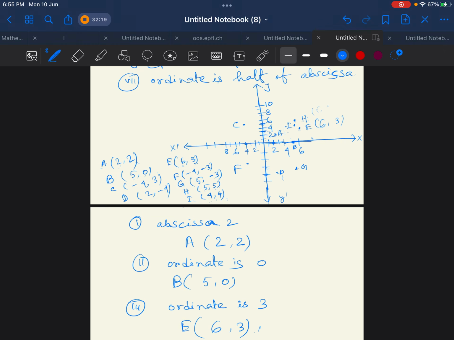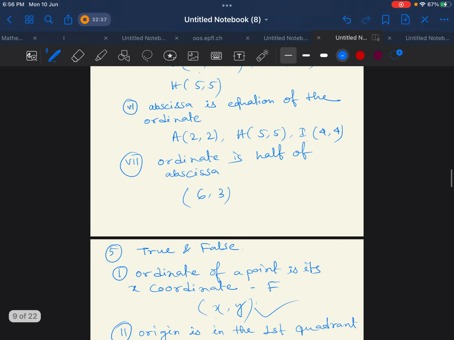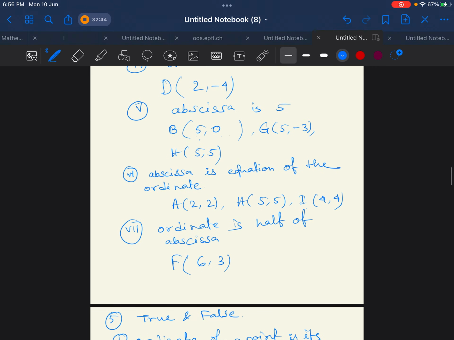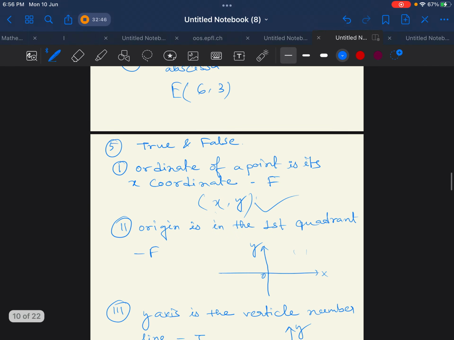Ordinate is half of abscissa. Here we see the ordinate is 3 and abscissa is 6. Ordinate is half of abscissa. Here abscissa 6, then its ordinate is half, means 3. Okay, so we get E (6, 3).